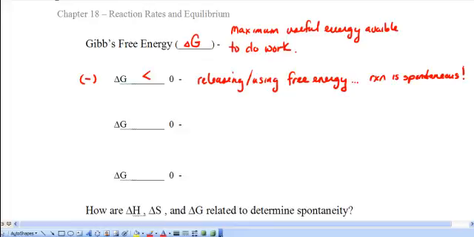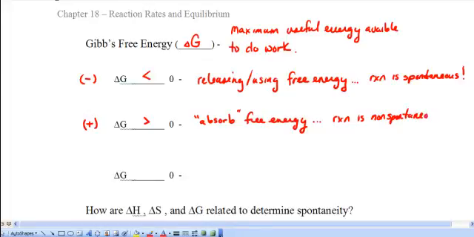On the other hand, if delta G is greater than 0, meaning positive, it would have to absorb free energy, meaning it's going to have to take on energy. Well, that just doesn't naturally happen on its own. The reaction is non-spontaneous. And in fact, the reverse reaction would actually happen.